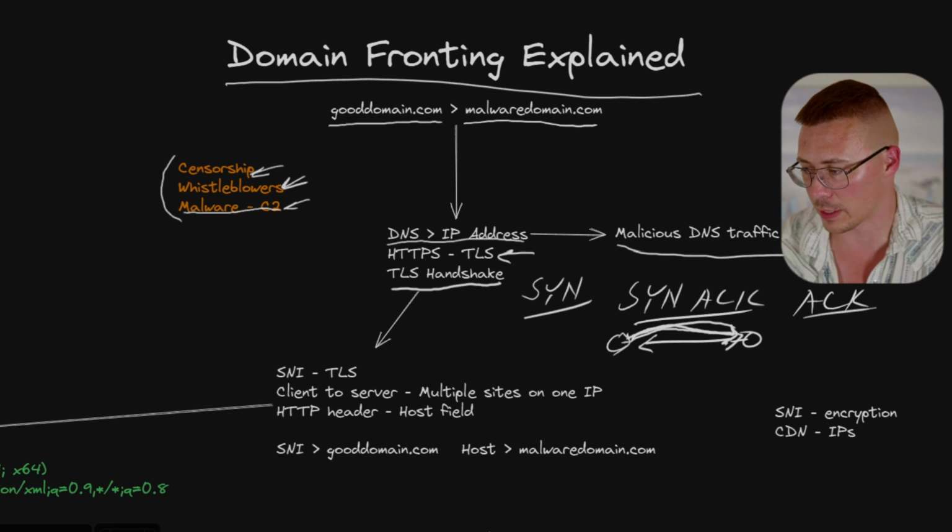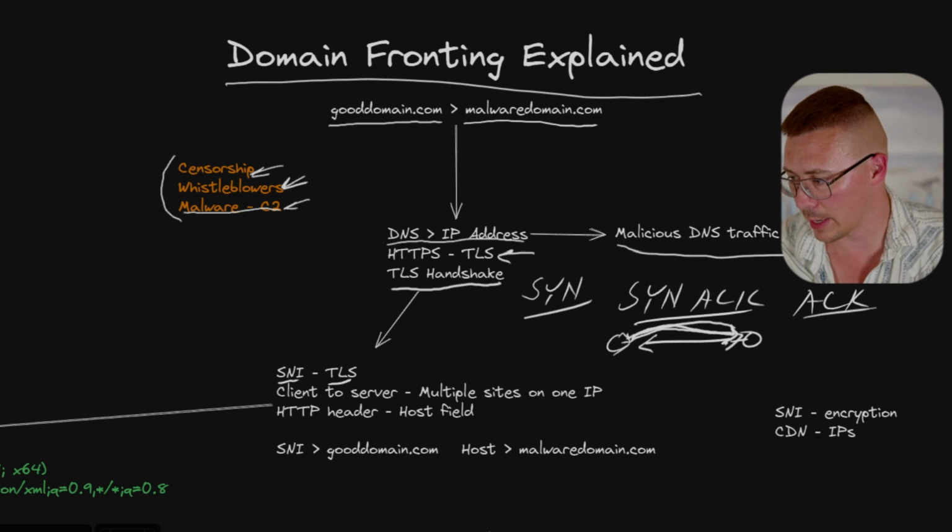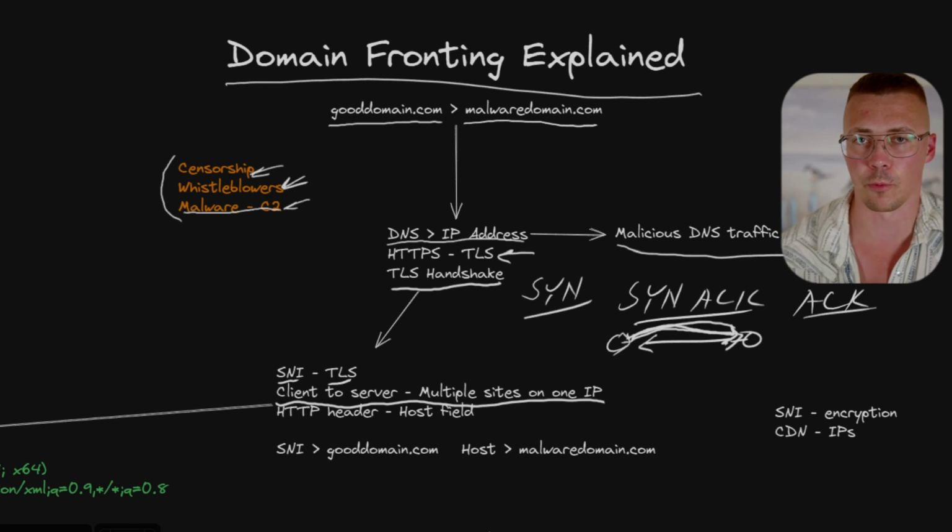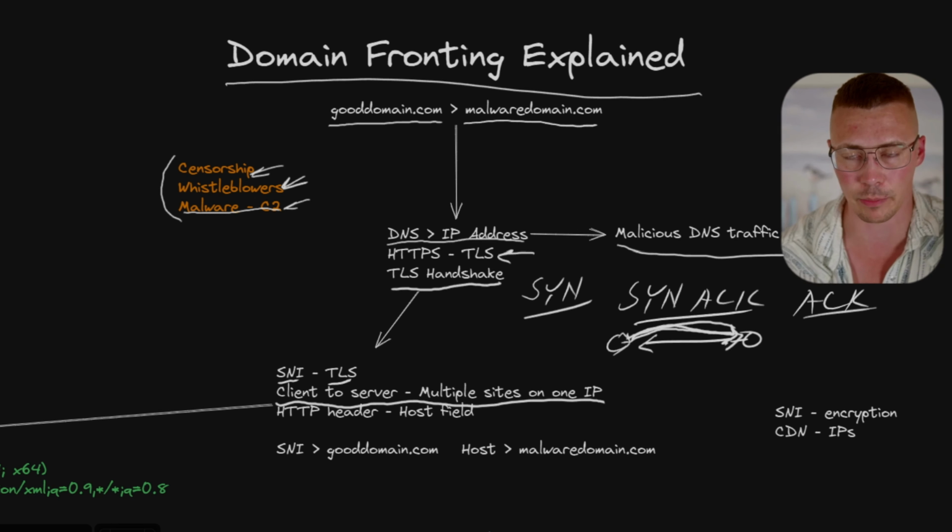So in domain fronting, you have something called server name indication, which is used as part of TLS. And so you have client to server here, which what I mean when I say this is you can have multiple websites on one IP address. And I would explain IP addresses in a different video because it would take a really long time to explain how the whole IP system works.